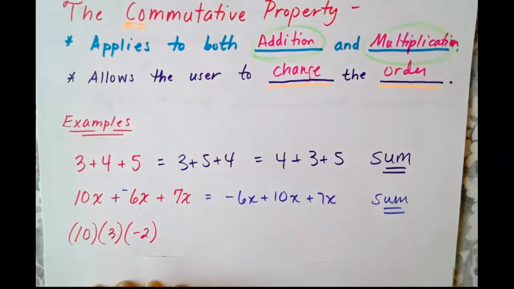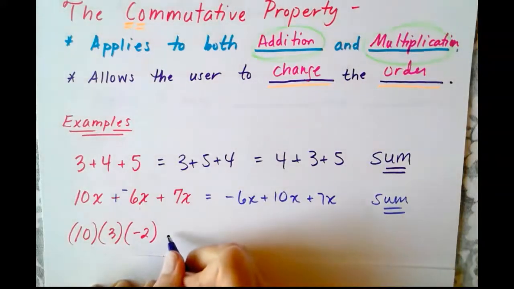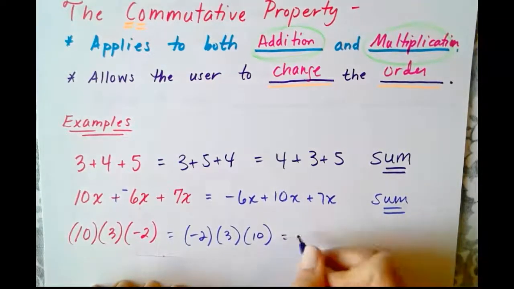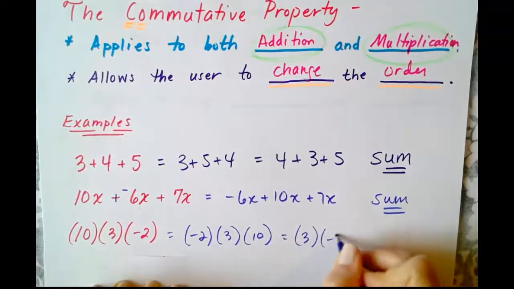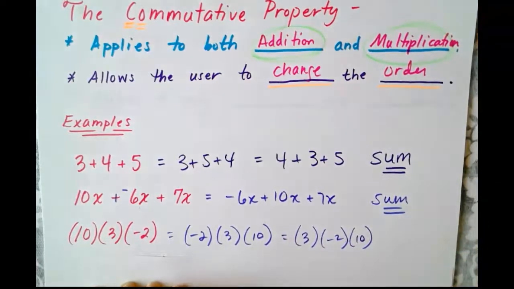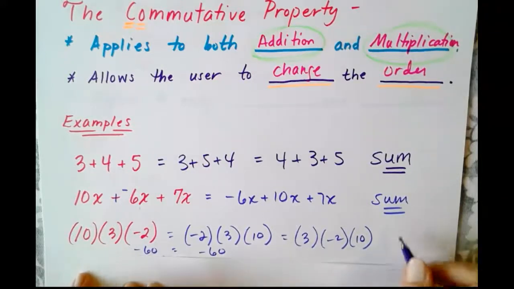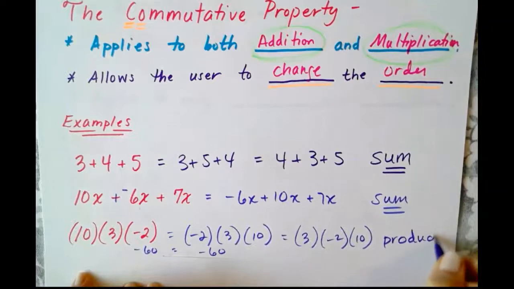Remember, multiplication can be with parentheses, it can be with a dot. We normally do not use an X in Algebra 1. So we can change the order to negative 2 times 3 times 10, or 3 times negative 2 times 10. We're still going to get the same sum. This is 30 times negative 2. It's negative 60. Or this is negative 2 times 3, which is negative 6, times 10, which is still negative 60. So it doesn't matter how we change the order, the product will remain the same.